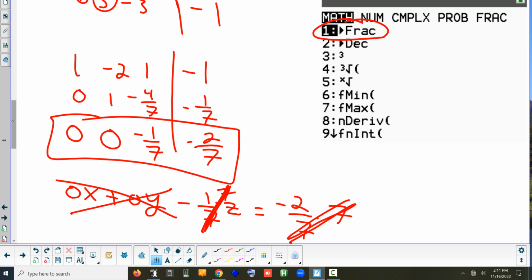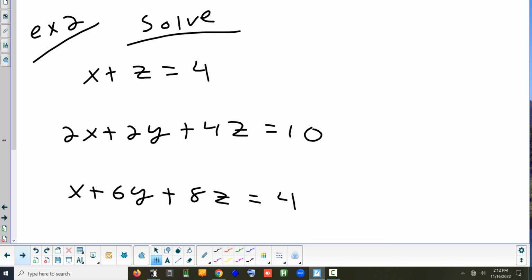But that's pretty much the pattern in every problem. Get a 1, get a 0, get a 0, get a 1, get a 0, you're done. You don't have to guess this last number to be a 1. You can, but you don't have to. All right, let's try this one.